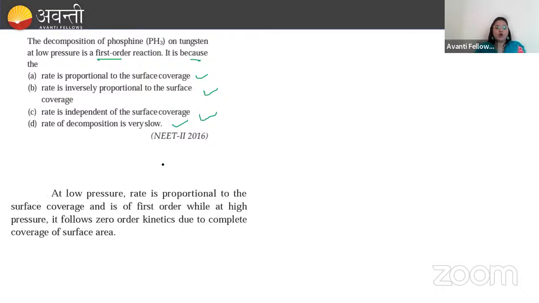Next, so at lower pressure, what happens is rate is proportional to the surface coverage and is of first order. While at higher pressure, what happens? It follows zero order kinetics due to complete coverage of surface area. So please remember, at lower pressure, the rate will be proportional to the surface coverage, and that's why it will be first order reaction. So your answer will be option A. Any doubt? Second order hota, so it will be independent.